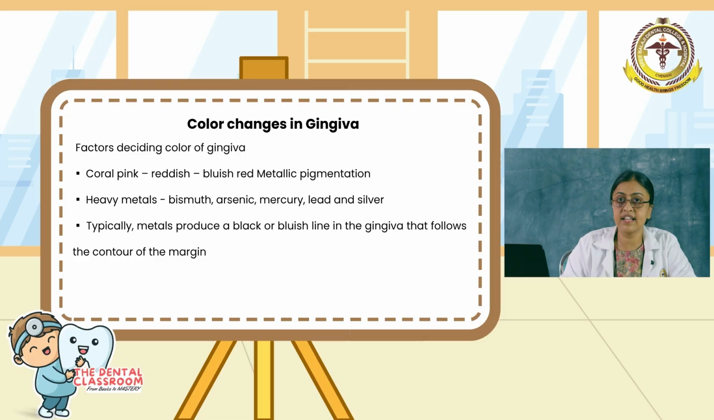The factors that decide the color of the gingiva, that is the coral pink, reddish, is due to the bluish red metallic pigmentation, heavy metals such as bismuth, arsenic, mercury, lead and silver. Typically, metals produce a blue or blackish line in the gingiva that follows the contour of the margin.